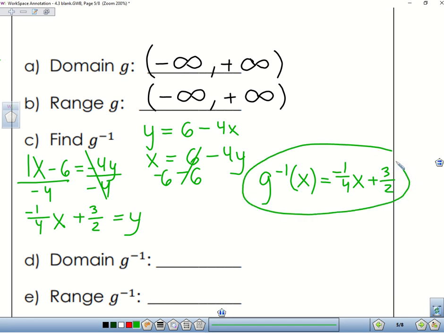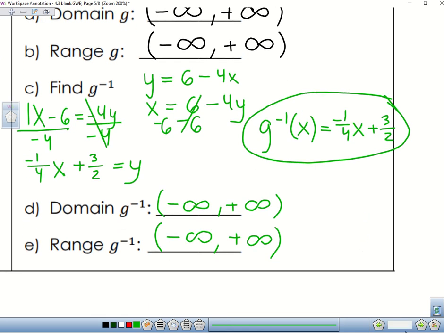So now that I have my inverse, what do you think the domain of my inverse is? And the range is? Same thing. Yep. So this one was a little bit easier because they're both all real numbers. So if you graph these two lines, you'd see that they are inverses of each other. And you can always check that. On the homework, I put the line so you can see the reflection purpose as well. Okay. So I think we finished this one.